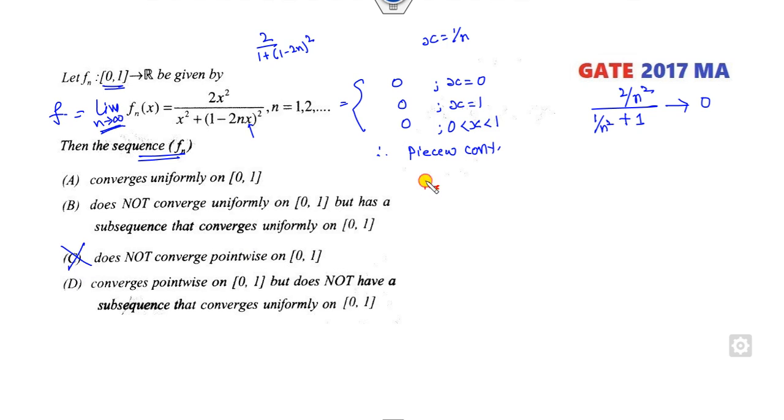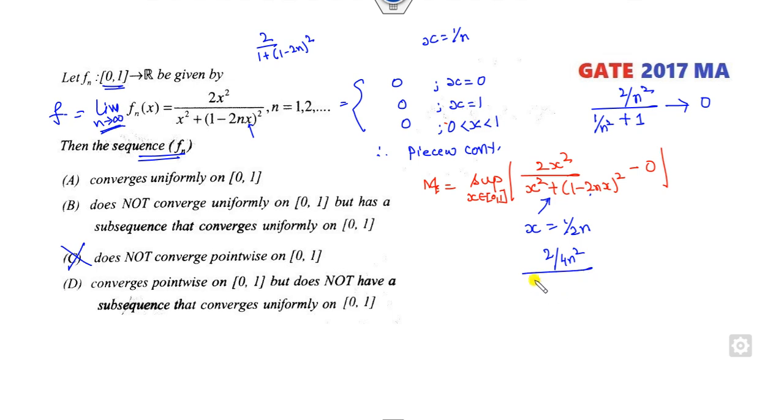Then you can check the supremum of the function 2x square divided by x square plus 1 minus 2nx, minus 0, over the domain [0, 1]. If I take the denominator as 0, we will get x is 1 over 2n. Substitute all these values here. The numerator part will be 1 over 4n square, 1 over 4n square plus 0. Clearly it goes to 2. It is not 0.